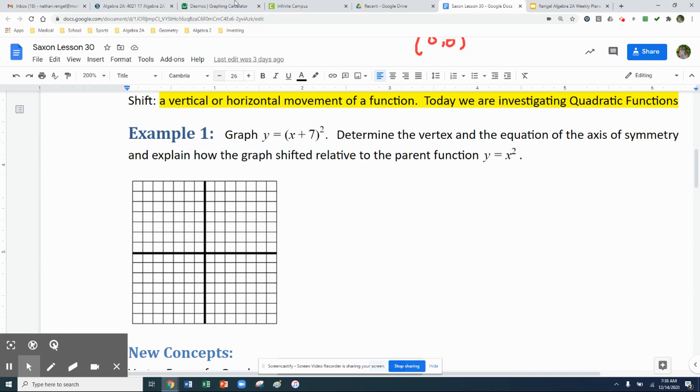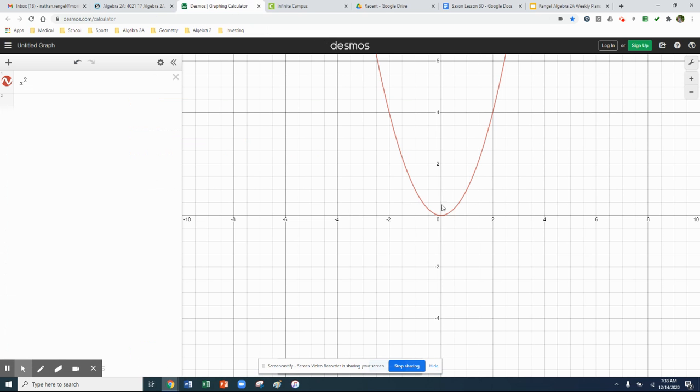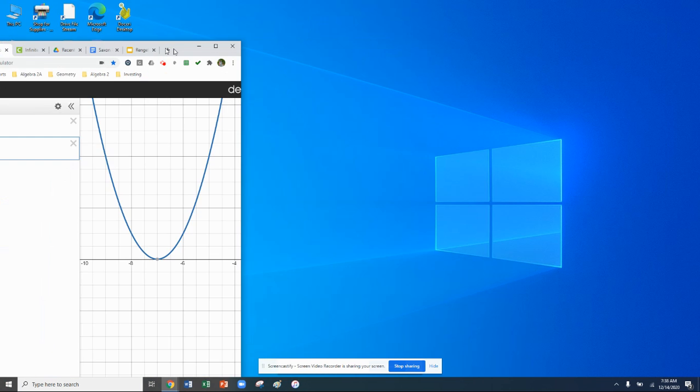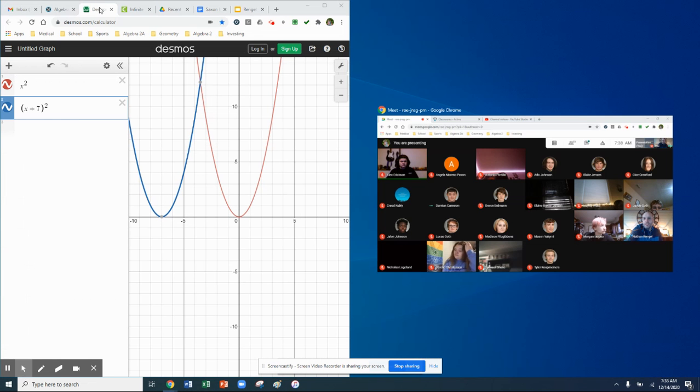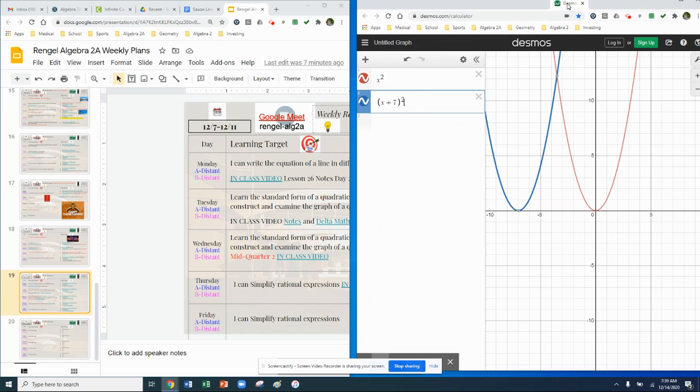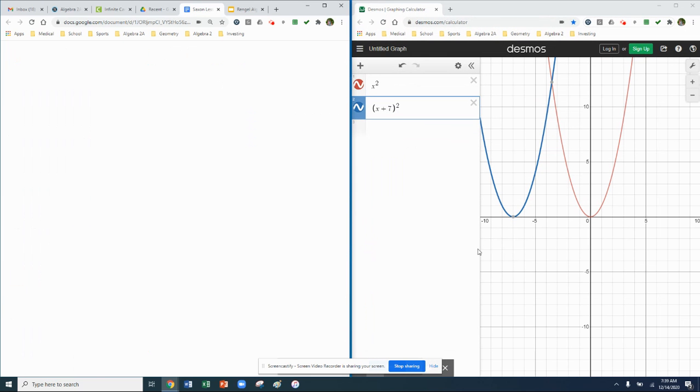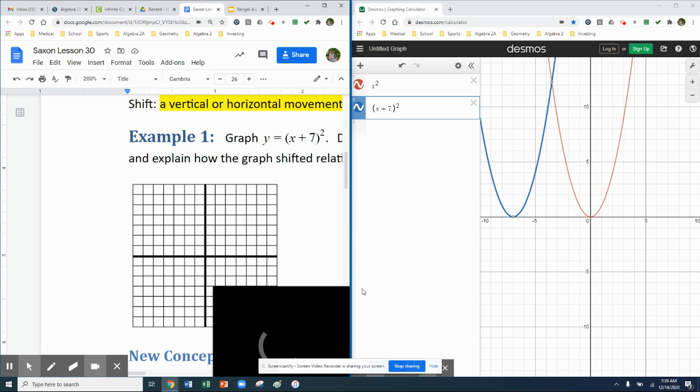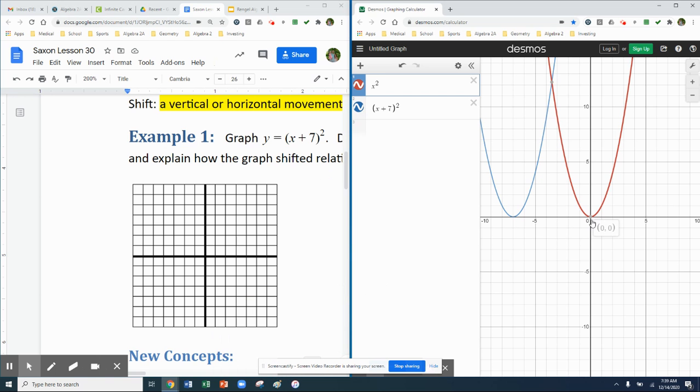So heading into Desmos again, we've got our parent function. And just recall, our parent function has a vertex at 0, 0. Next, we're going to take a look at the function x plus 7, and then shift 6 to get into my exponent, x plus 7 squared. And we'll start to investigate what's happening to that particular graph. Let me just get this side by side here. All right, so exactly what's happening to that graph. So here's my original function. I'm at 0, 0. That's my parent function.